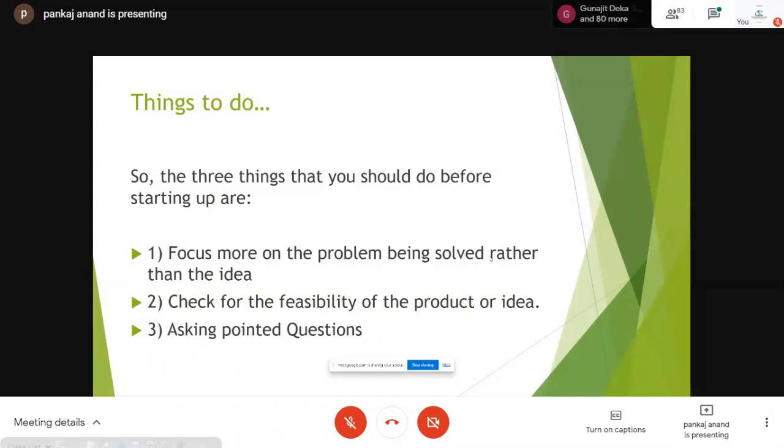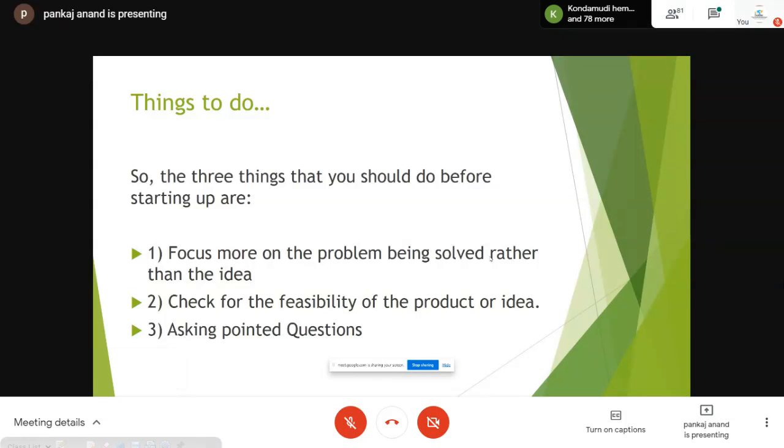An idea basically can be anything. I can say that I have an idea, I want to go to Mars. I want to build a rocket and go to Mars. But I need to see whether it's feasible or not. So this is one of the most important things that we need to check.